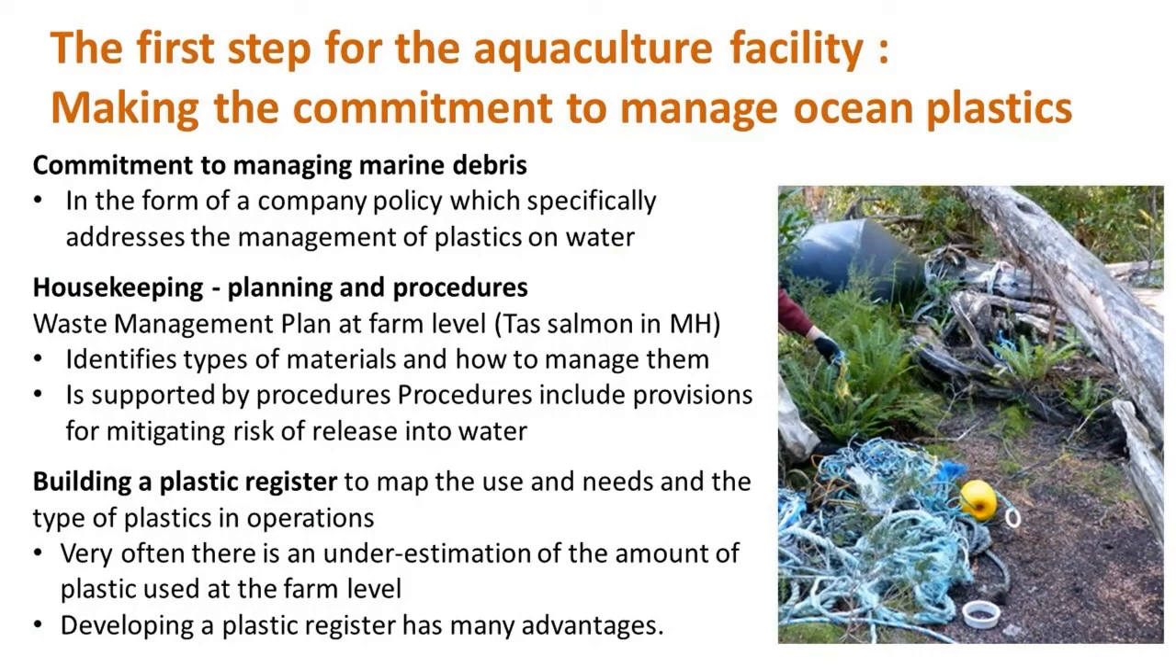Also supporting the plan is building a plastic register to map the use and needs of types of plastics in operations. Very often there's an underestimation, and the plastic register helps identify this and the amount of plastic used at the farm. And developing a register has many advantages. It can help manage plastic over the lifetime of the equipment. It allows for planning for recycling and to manage mitigation measures, such as the loss of gear.